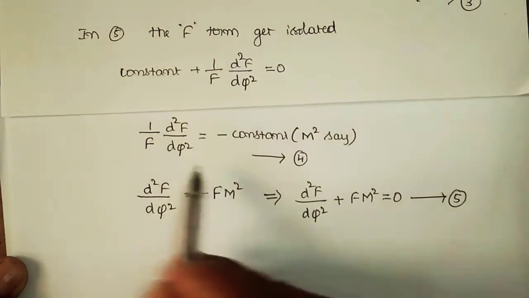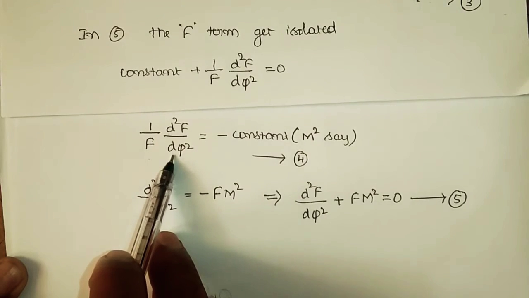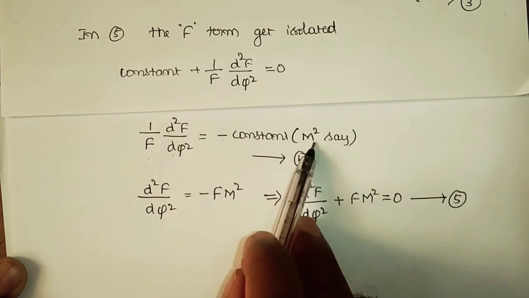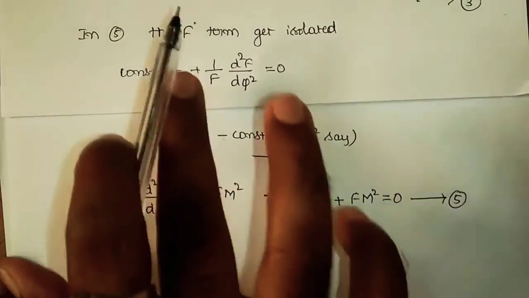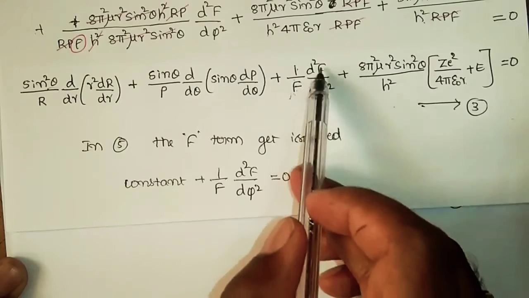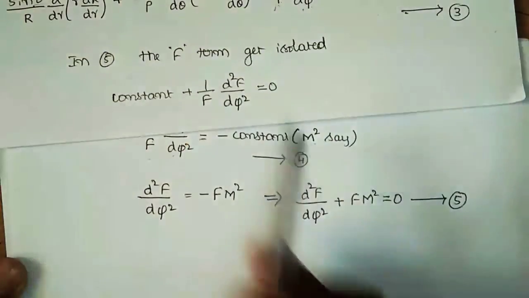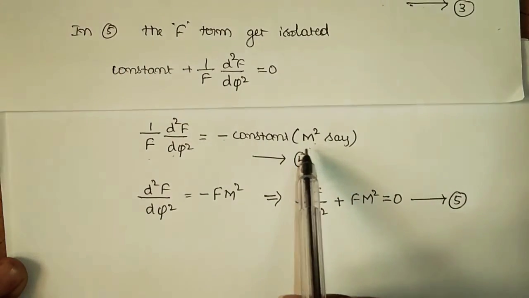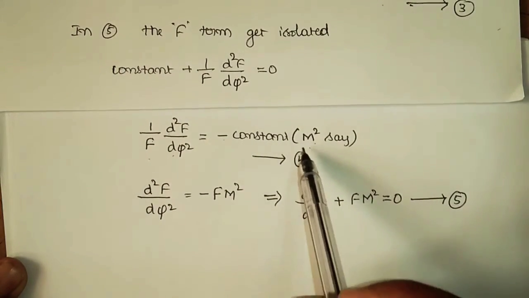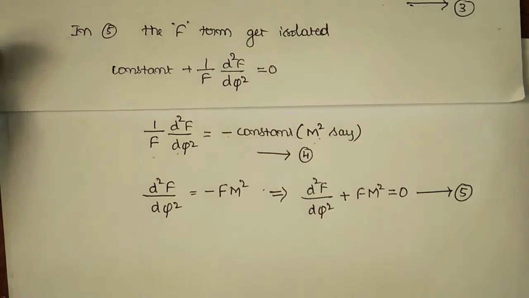So here we have taken equation number 4, that is 1 by f into d square f by d phi square is equals to minus m square, and this we shall introduce in equation number 3. 1 by f into d square f by d phi square will be taken equals to minus m square. So now we shall introduce the same thing, and we shall do some manipulation so as to get the separation of the variables.